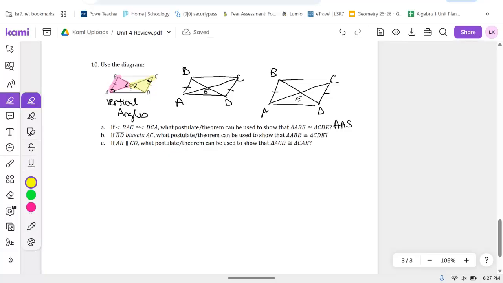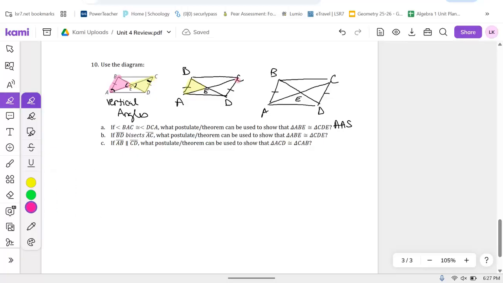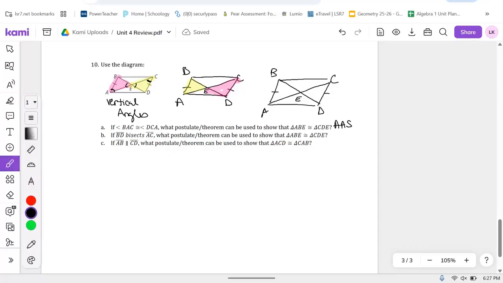Now looking at the next one, if segment BD bisects segment AC, what postulate or theorem can be used to show that triangle ABE is congruent to triangle CDE? So I'm going to first label ABE, it's the same two triangles, CDE. Okay, and then it says it bisects. So if it bisects, I know that this and this are congruent, and I know that these two segments are congruent. So then I have side, side, side.